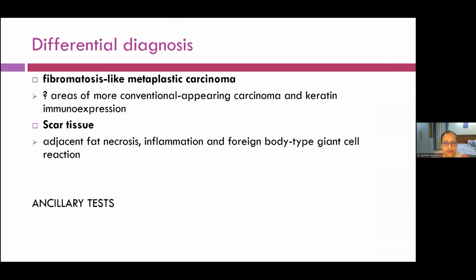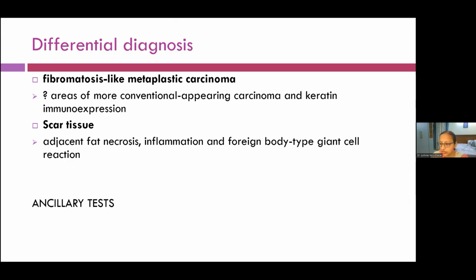So I've come to the end of the discussion of all these major myofibroblastic lesions. In all these cases, you found that there is a lot of morphologic overlap with spindle cells showing minimal atypia. So what is most important here is to exclude a fibromatosis like metaplastic carcinoma, which is a low-grade spindle cell metaplastic carcinoma. So you have to hunt extensively for any conventional appearing carcinomatous areas as well as keratin immunoexpression. At the other end of the spectrum, you have just simple scar tissue, which can also mimic a spindle cell neoplasm. So other features like fat necrosis, inflammation, or a foreign body type giant cell reaction might give you a clue that this could be scar tissue.